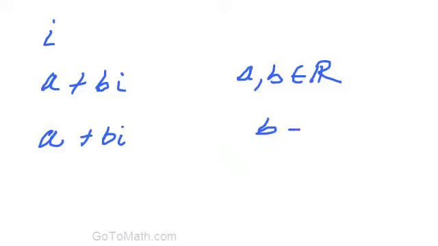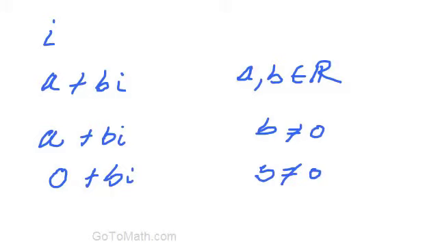we have to state that b cannot be equal to 0. In other words, a can be equal to 0, but b can't be equal to 0. This is known as the imaginary number. The pure imaginary number, we'll state it like this, 0 plus bi, where b is not equal to 0. They call this the pure imaginary number.